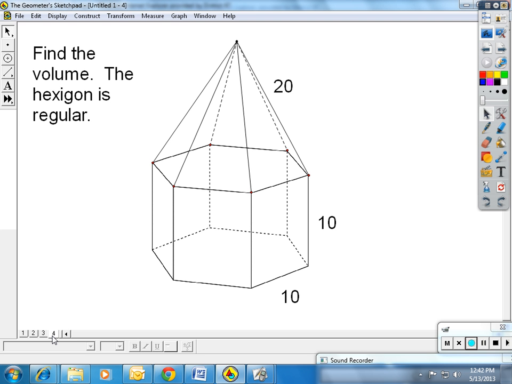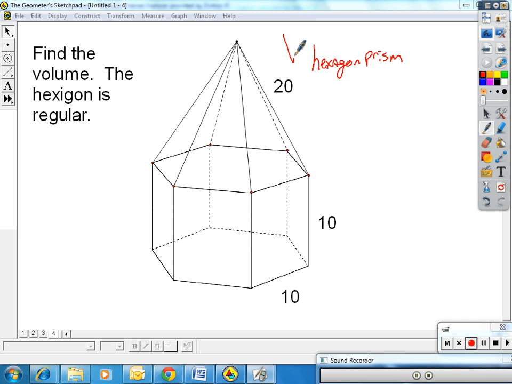We've got a hexagonal prism on bottom, and then a hexagonal pyramid on top there. Let's work each of these out separately. So I'm going to work out my hexagonal prism. We're going to find the volume of that first, which we know to be the area of the base times the height.